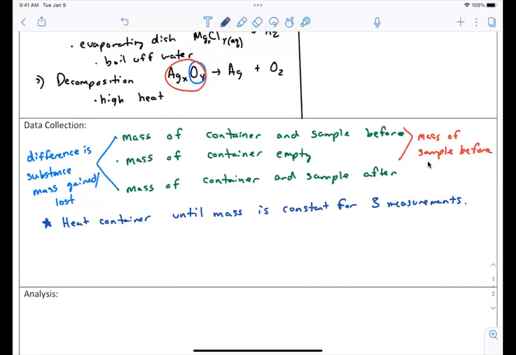Yeah, you make sure everything's completely reacted, right? So if your mass is still going up, or mass is still going down, that means something's still happening. But if your mass stays constant, then you can assume the reaction is complete, because the other compound won't evaporate or anything like that.